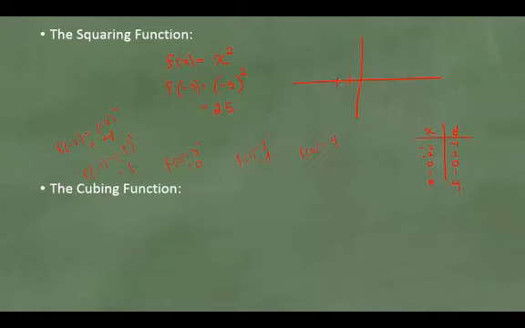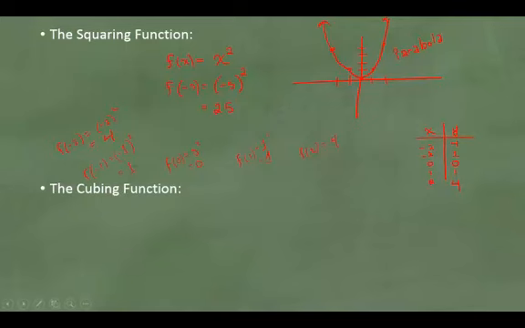At -2, we have 4. 1, 2, 3, 4. -1, we have 1. 0, we have 0. 1, we have 1. 2, we have 4. And if you were to graph enough of these values, you would see that this thing curves in a little bit and then curves back out. We call that a parabola.